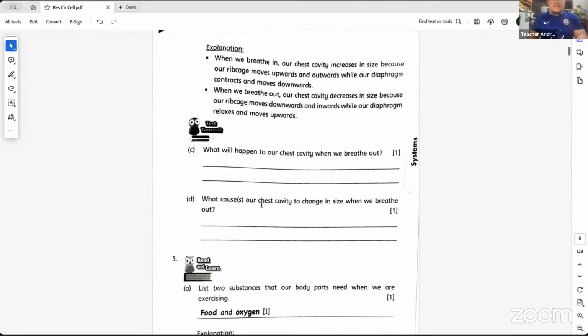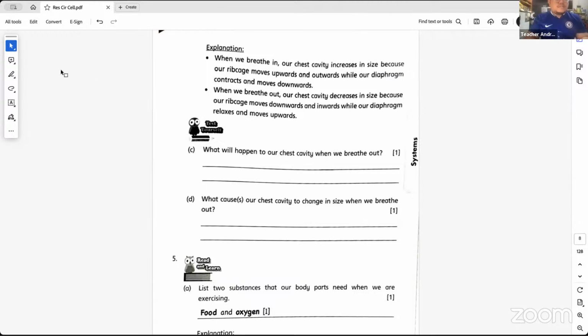Based on what we have learned, can someone help me answer these questions? What happened to our chest cavity when we breathe out? Any volunteers? Yes, good morning, Stella. For me, I think that when we breathe out, our chest will get smaller. And when we breathe in, it gets bigger. Very good. Thank you very much.